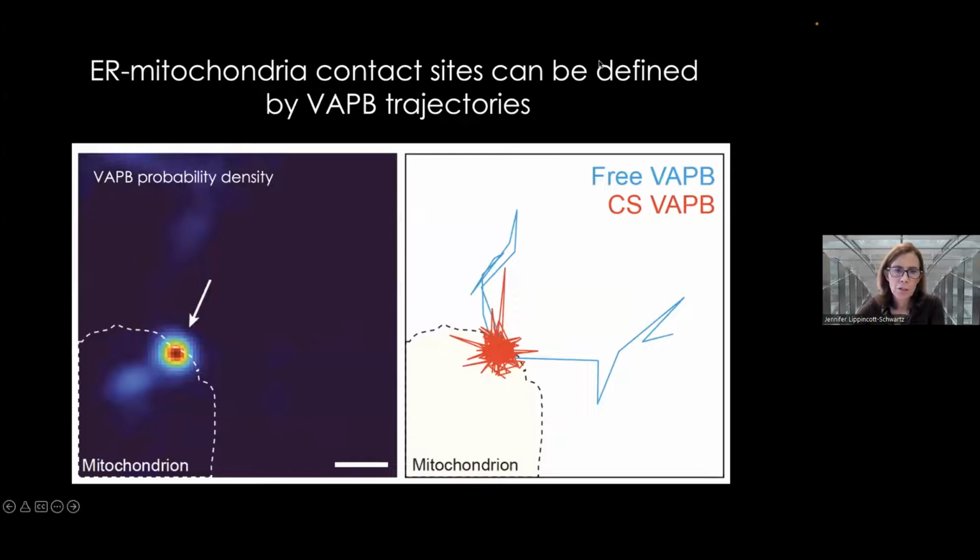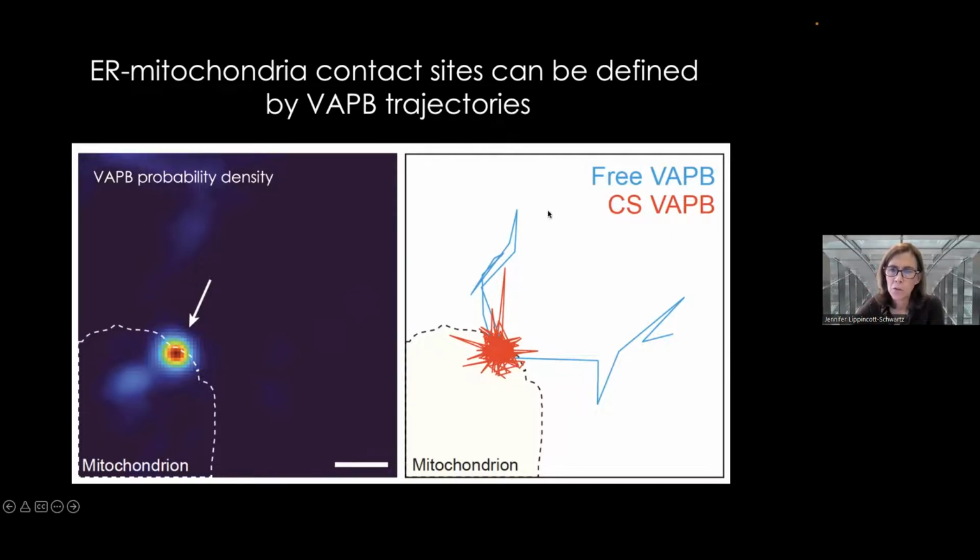And so here's just an example where this is an outline of the mitochondria. Here is the endoplasmic reticulum. And what is highlighted by this arrow is one of these hotspots, which is basically what we've done: created a color coding of the VAP-B probability densities of all of the molecules that we're imaging. So there's a hotspot there, and it correlates with the behavior of these molecules.